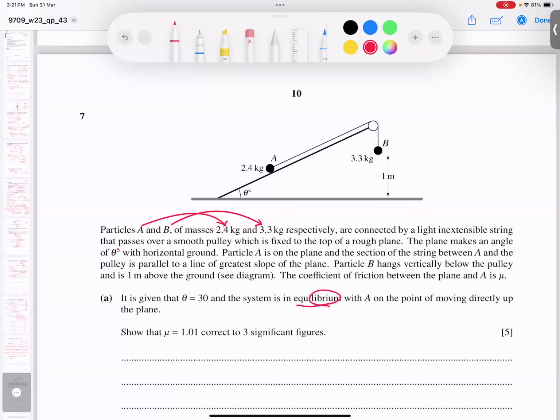He said the system is in equilibrium, which means acceleration is confirmed 0. Okay, so the point of slipping is moving directly up. First of all, I show you this is 3.3 into 10, which is 33 newtons. Tension is towards the pulley, for sure, that you always know. And this 2.4 into 10 is 24, and the angle is 30 degrees. So 24 sine 30, and this is R acting upwards, and this is 24 cos 30.